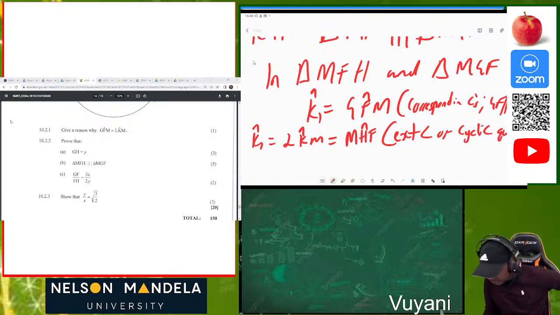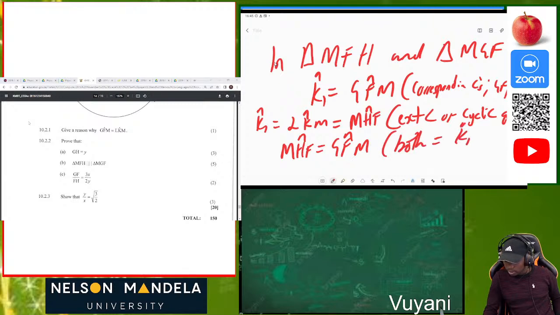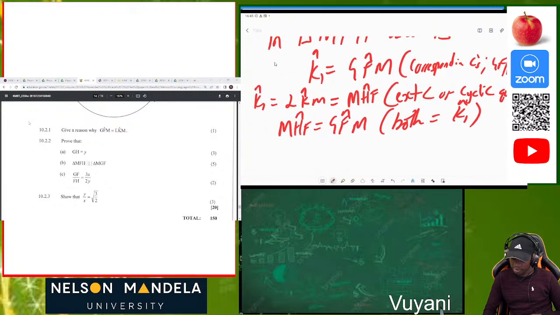Now we already have 1, 2, 3 marks. Now let's go forward. So now we can see that MHF is equal to GFM. Why? They are both equal to angle K1. Then now we end up having angle M is equal to angle M. It's a common angle.